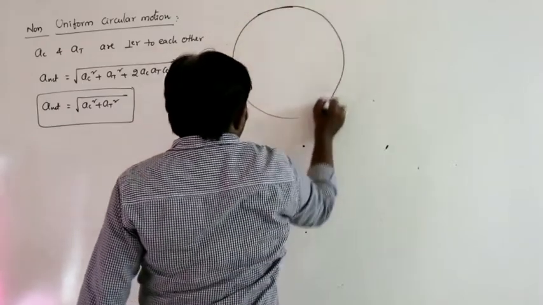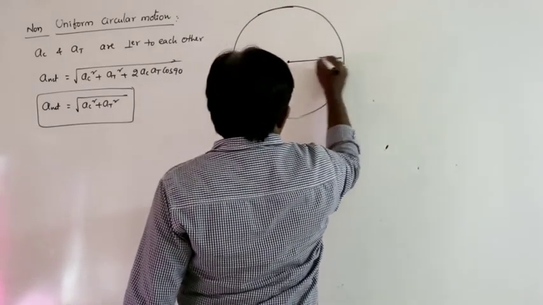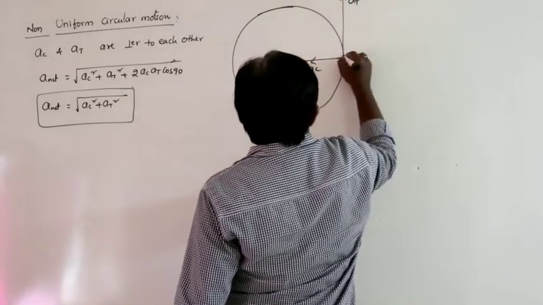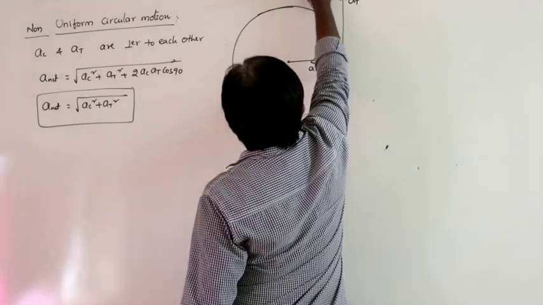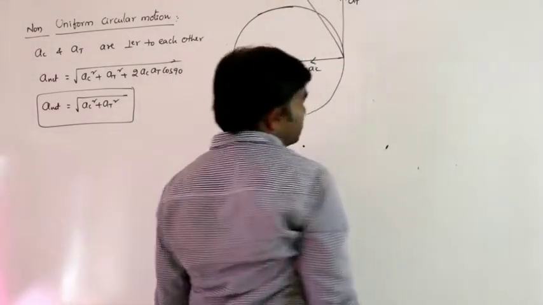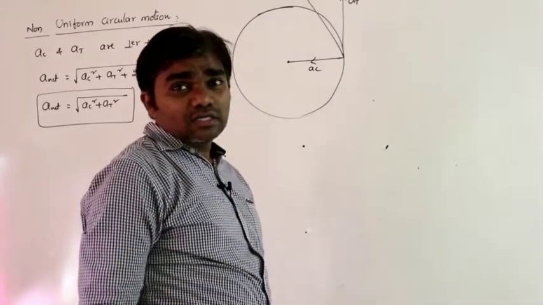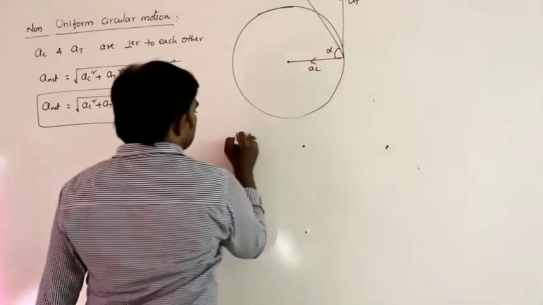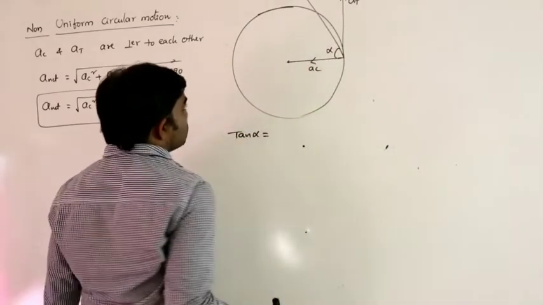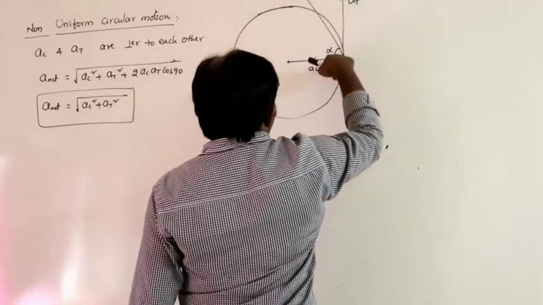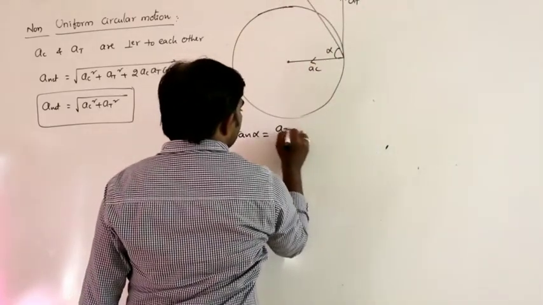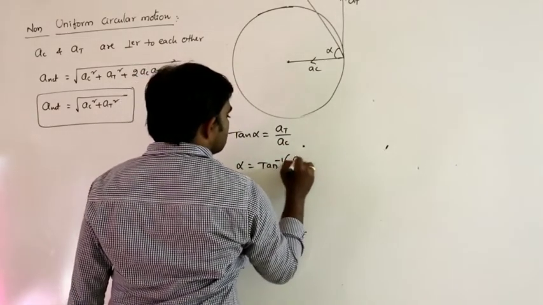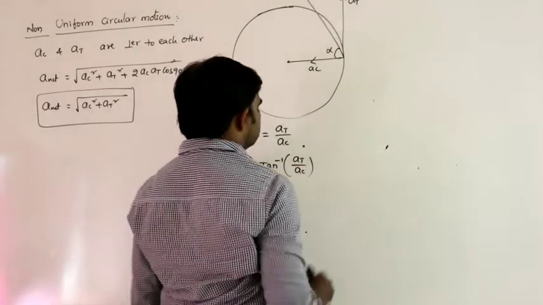Again, this is the circular path. This is the center, this is the centripetal acceleration and this is the tangential acceleration. Let us say this is the net acceleration. What is the angle made by the net acceleration with the horizontal? Let us say it is alpha. Tan alpha is equal to opposite side by adjacent side. What is the opposite side? AT divided by AC. So alpha is equal to tan inverse AT by AC.